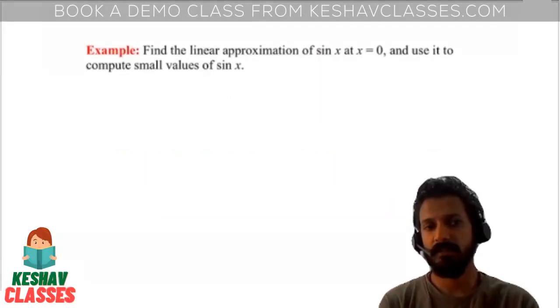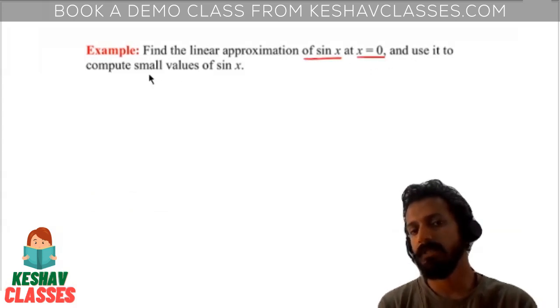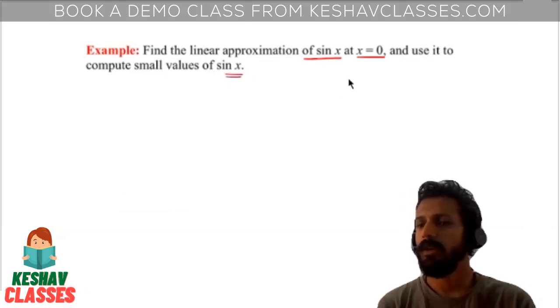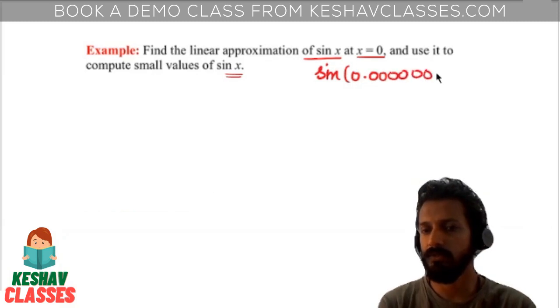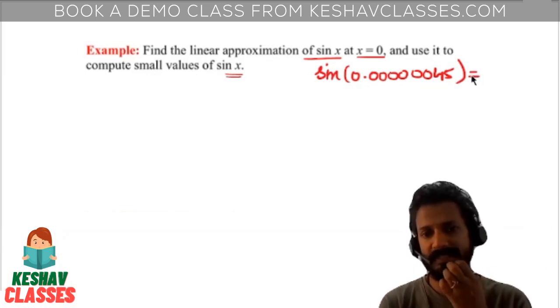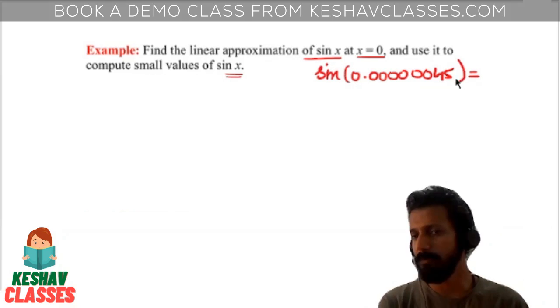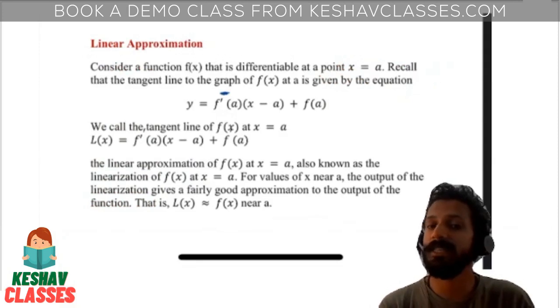The question is, find the linear approximation of sin x at x equal to 0 and use it to compute small values of sin x. Now, when I ask you small values of sin x, if I ask you what is sine of 0.00000045, what is this equal to? Now we don't know, and we really don't want to go into calculator because every time calculating this could be a hassle for us. So there is a way by which you can approximate this answer.